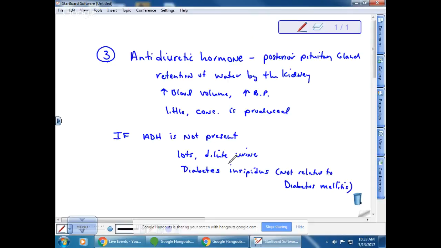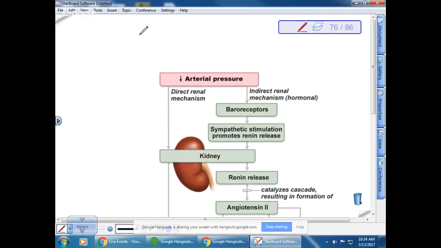Okay, so in your book, there's a nice flow sheet that shows renal regulation and how all these are related to one another. So I have a question. Yes. Diabetes insipidus, that's too low ADH or too much ADH? That would be too low. You wouldn't be producing enough ADH, right? Because you'd be producing a lot of urine.